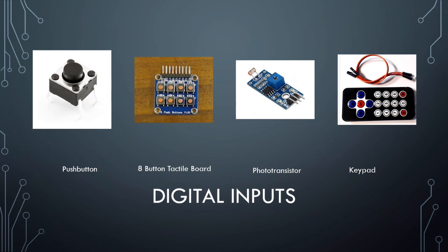There is a keypad where either you're pressing a button or you're not, right? So that's what makes all of these digital inputs. They're all used to provide information to our board. So our push button and our 8-button tactile boards are sending a signal if they're being pushed. The photo transistor is sending a signal if a light is on or off. And a keypad is, of course, sending a signal based on which key is being pressed.